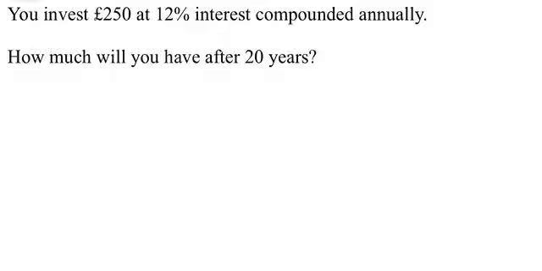You invest $250 at 12% interest compounded annually. How much will you have after 20 years? Now this is exactly like the problems you worked on last night for homework. You have an initial investment here, $250. This is your initial. You have your rate here of 12%, and you have your time, which is 20 years.